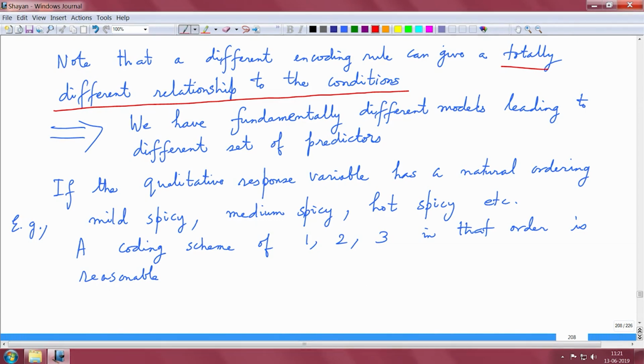This may not be much of an issue if the qualitative response variable has a natural ordering. For example, we go to a restaurant and the food served is in terms of spice gradation: mild spicy, medium spicy and hot spicy. Then a coding scheme of 1 for mild spice, 2 for medium spice, 3 for hot spice, in that order, is reasonable because there is a natural ordering, whereas in the crop prediction problem there was no natural ordering to that response.